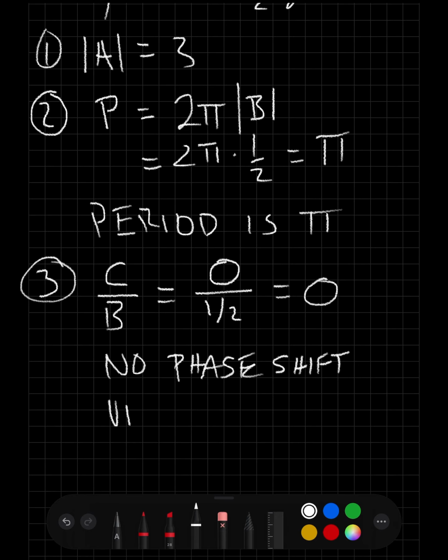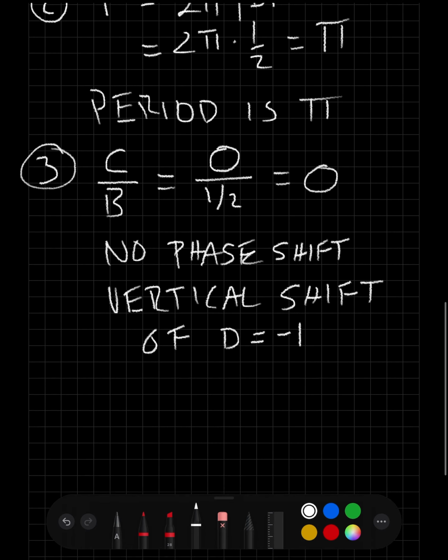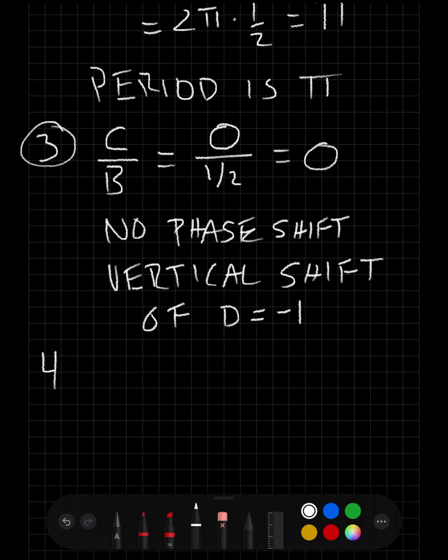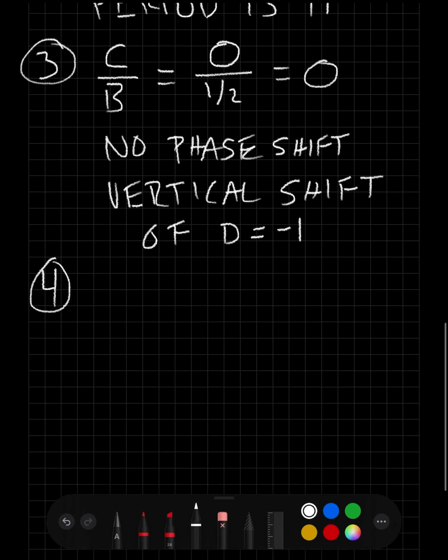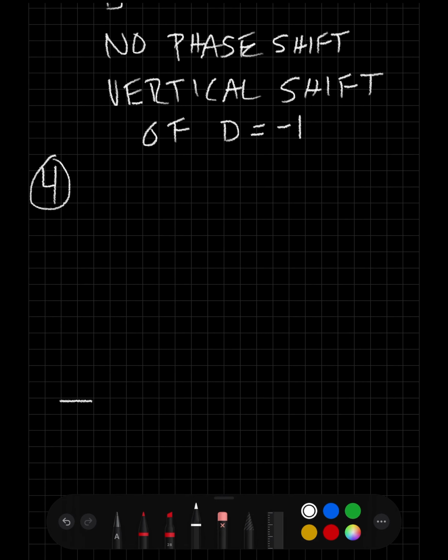But I do want us to note we do have a vertical shift. That D value is -1. So we're shifting this entire graph down by 1. But our first move is we're going to want to just graph it using our period, and then we'll go ahead and shift it down by 1. We're going to use our period and our amplitude. So let's sketch that graph here.